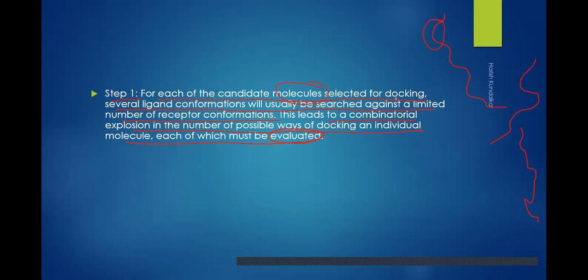What will happen? We'll have many different combinations. That is nothing but a combinatorial explosion of the number of possible ways of docking an individual molecule can have with the receptor, and each of these should be evaluated. It is essential that all of those conformations, how they are binding, should always be checked. It is not that some conformation is binding weakly and some other conformation is binding strongly, so we need to think only about the strong conformation. No, we have to think about all those different conformations and evaluate them properly.